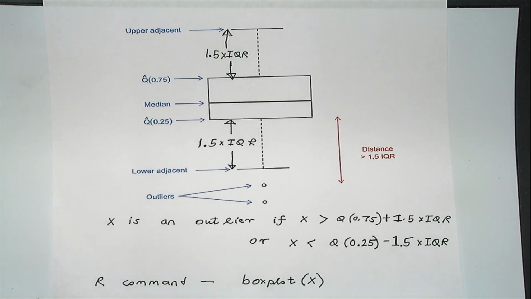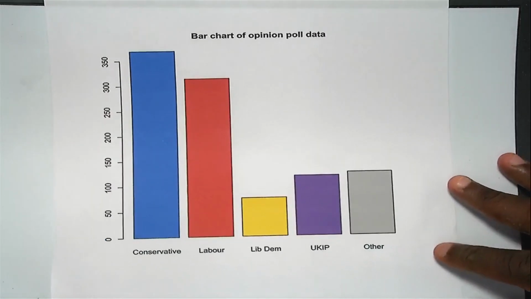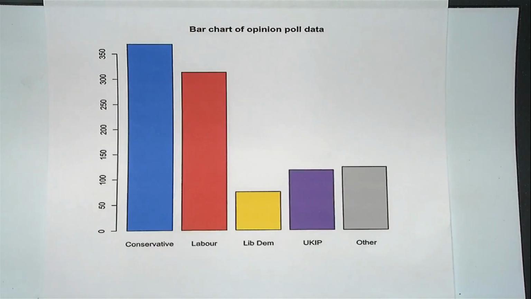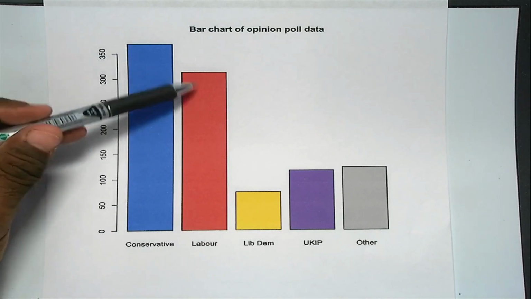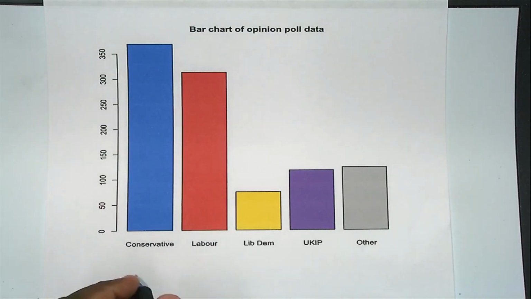The next graphical display I will talk about is the bar plot. When you have qualitative data, for example data on an election, the people who vote for one of these parties. So you have how many people voted for Conservative, how many voted for Labour, Liberal, UKIP or other parties. A bar plot is very useful for displaying qualitative data. It says here that over 350 people voted for Conservative, over 300 voted for Labour, and so on.